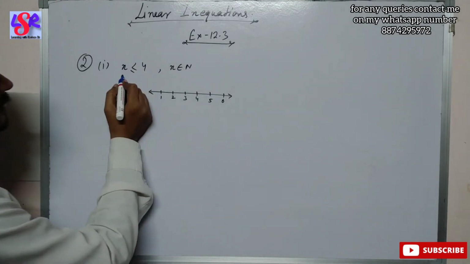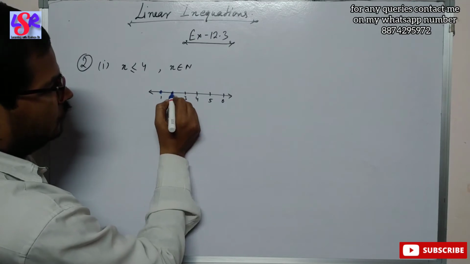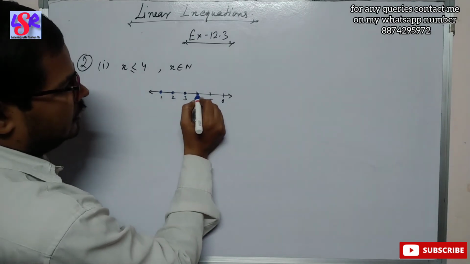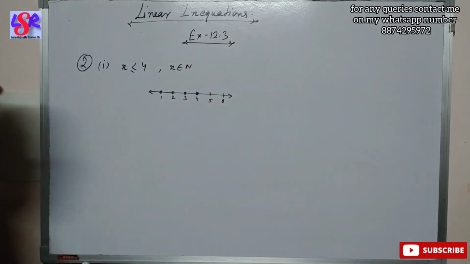अब यहाँ पर हमें इसे represent करना है x is less than equals to 4, यानी कि we can take 1, we can take 2, we can take 3 and we can take even 4 because हमें 4 को include करना है. So this is the graphical representation of this set.